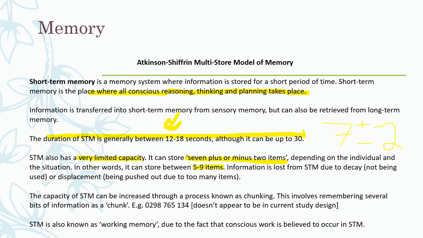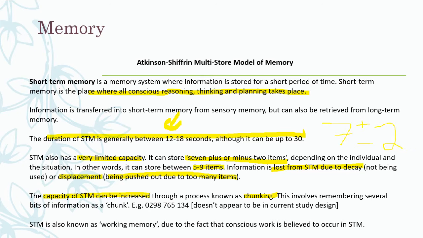Information is lost from short-term memory due to decay, so it's not being used, or displacement. So it gets pushed out due to too many items. So make sure you know the capacity and duration of every single element of Atkinson and Shiffrin's. The capacity of short-term memory can be increased through the process known as chunking. This question comes up a lot in VCAA exams when they're talking about the capacity being increased. Always chunking. So this is where you chunk different numbers together.